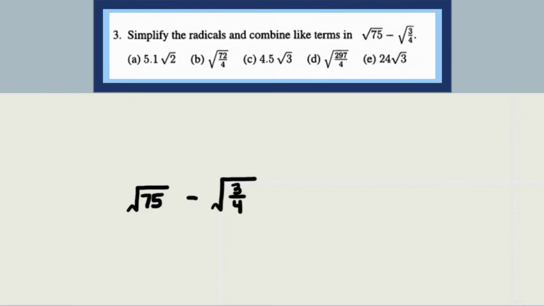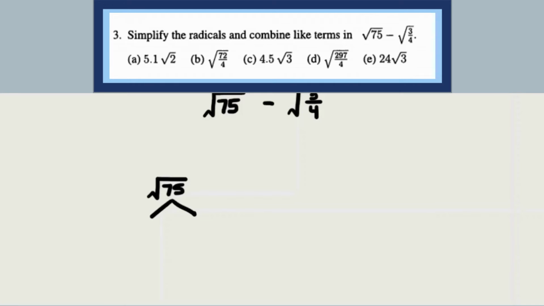Alright guys, so as you see, we have the square root of 75 minus the square root of 3 all over 4. So in order to combine our radicals, our goal is going to find a like base for our radicals. And in order to do that, our best bet is to simplify our radicals. So what I'm first going to do is simplify our square root of 75. So if we were to simplify our square root of 75, we're just going to find two numbers that multiply to give us 75. And two numbers that I think of is 3 and 25.